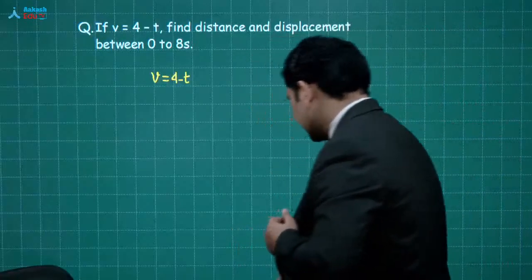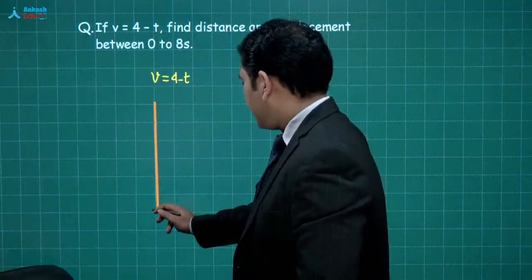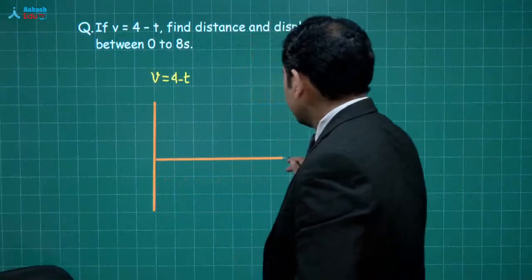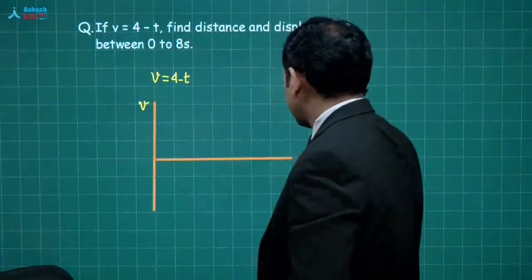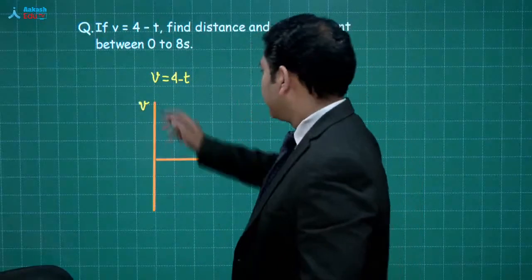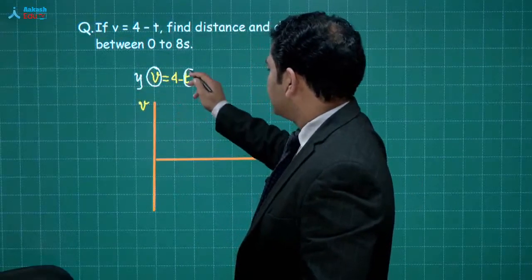Now we'll see इसी question को if I do it in a graphical manner. आइए देखते हैं एक बार. सबसे पहली बात, why did I approach for the graphical one? आप ध्यान से देखिए. This is y-axis, this is x-axis.